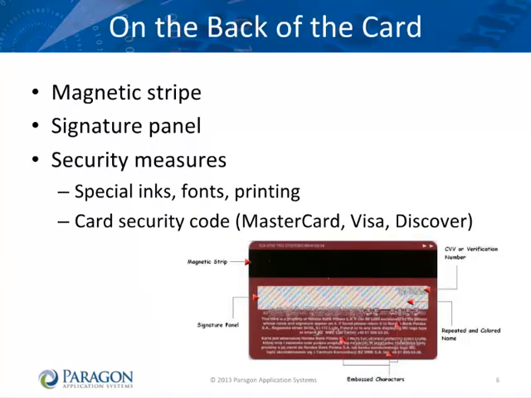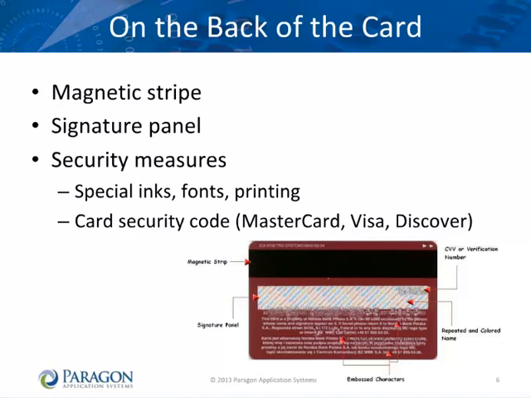On the back of the card, you will find a magnetized strip of tape, a signature panel, and various other items related to card security. We will cover many of these in upcoming slides. Your issuer will probably print information on the back of the card about what to do if your card is lost or stolen. When you first receive your card, it is a good idea to make note of this information and save it in a safe place.